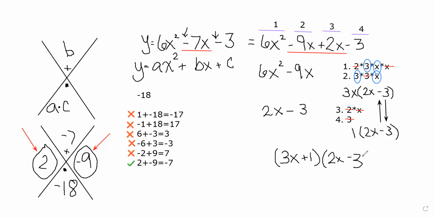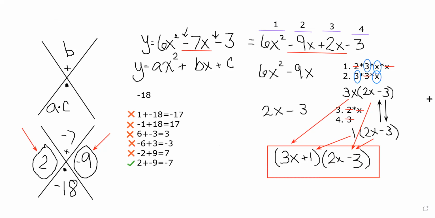So you might be thinking, 3x plus 1, where did you get that? I'll show you where I got that, since you asked so nicely. I got the 3x from here. I got the 1 from here. And the reason that I got plus as opposed to minus is because the 1 is positive. So it's plus 1. And then, obviously, I got the 2x minus 3 from there. And that's my final factor. That is 6x squared minus 7x minus 3 factored.